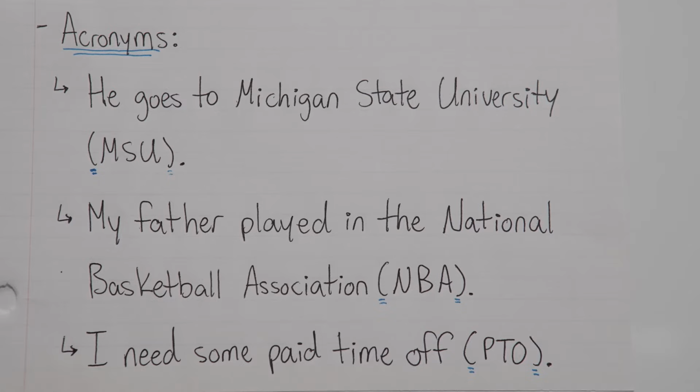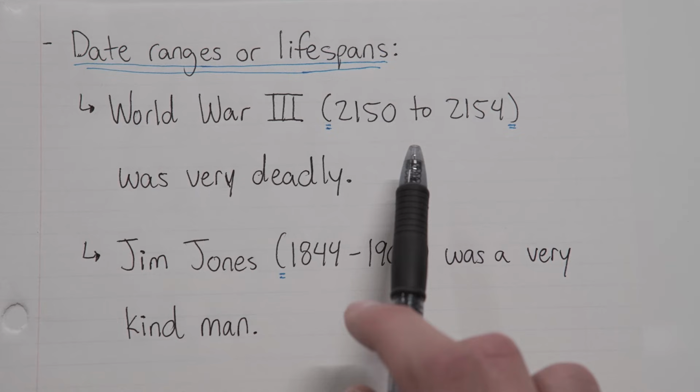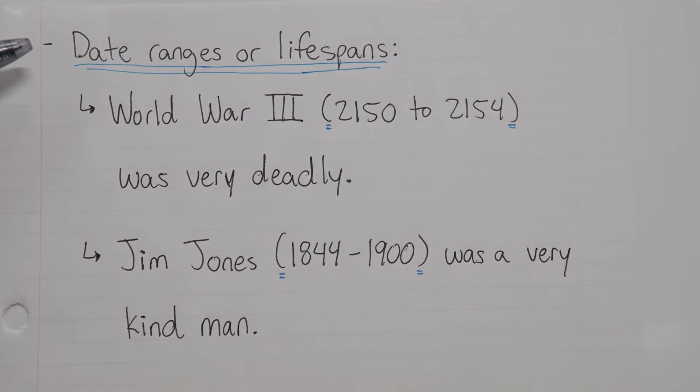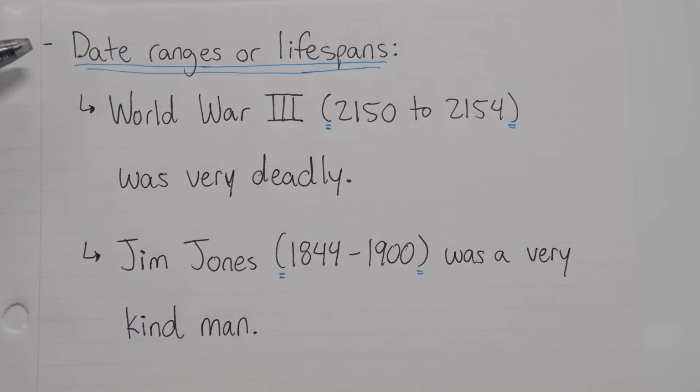For example, he goes to Michigan State University (MSU). My father played in the National Basketball Association (NBA). I need some paid time off (PTO). Another common use of parentheses is for date ranges or lifespans. World War III (2150 to 2154) was very deadly. Jim Jones (1844 to 1900) was a very kind man.